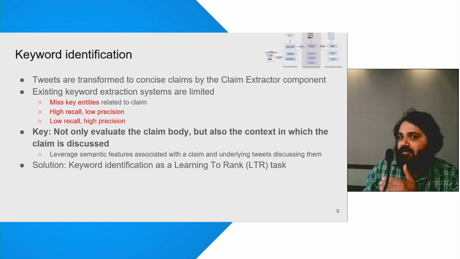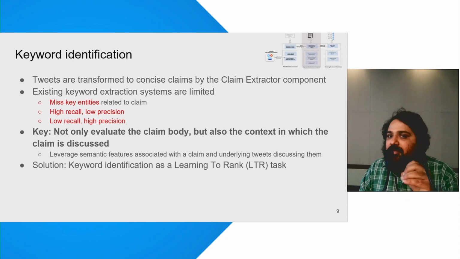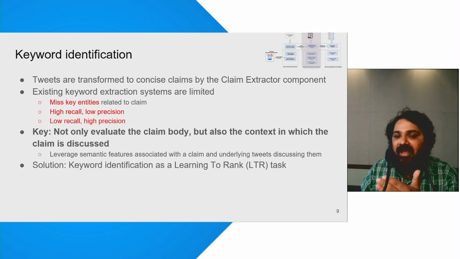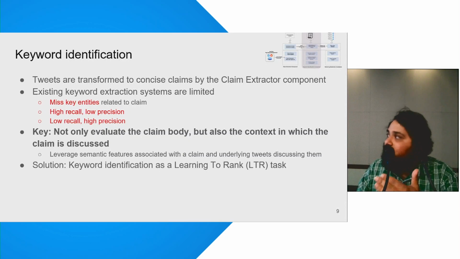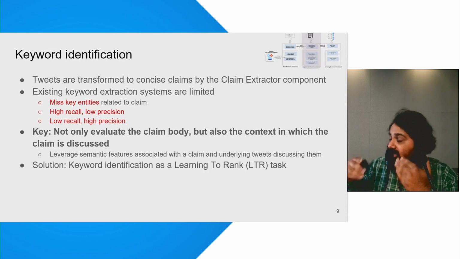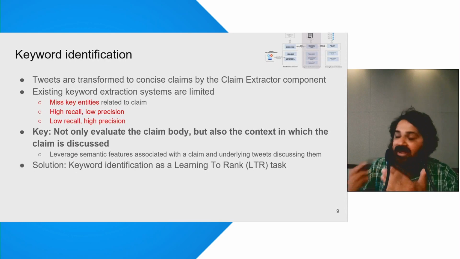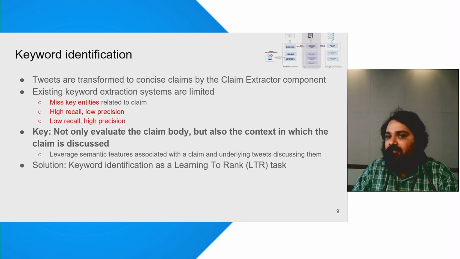So we had to reframe the keyword extraction problem. Most of these state-of-the-art algorithms just look at the body of the claim and try to extract keywords from it. But we looked at not only the claim body, but also the semantic similarity between the tweets that discuss the claim and the actual claim itself to derive the keyword extraction process. We use a framework from machine learning called learning to rank, which, given a query and a set of results, tries to rank the best set of results. In our case, we are trying to rank the best set of keywords that describe a claim.